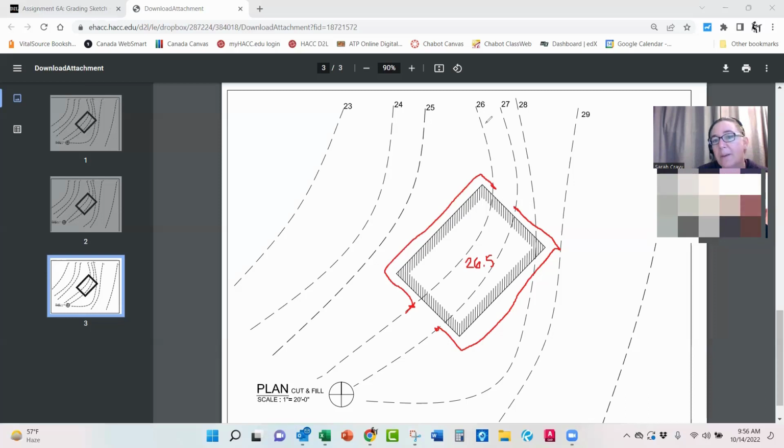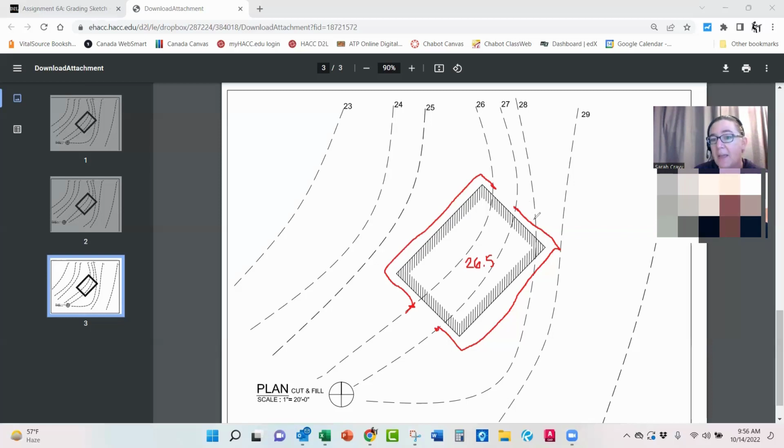So look, what we did was we took our flat pad of 26.5, we moved the 26 contour line downhill by adding dirt. This is the fill part of it. We moved the 27 contour line uphill by cutting some dirt. All right. So this is the cut part of it. And we widened out this area and made a nice flat area for our building.